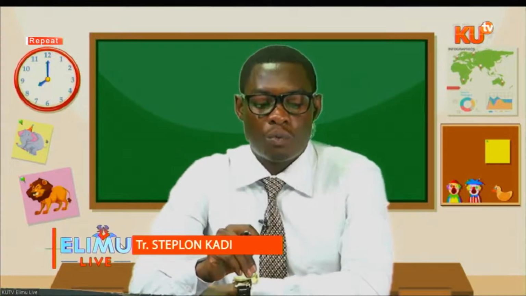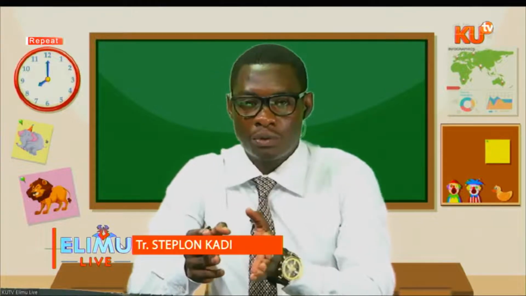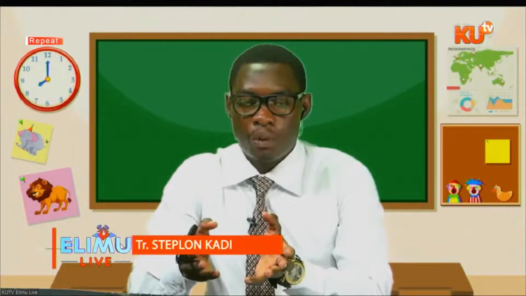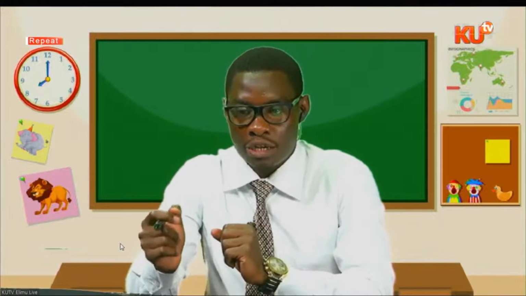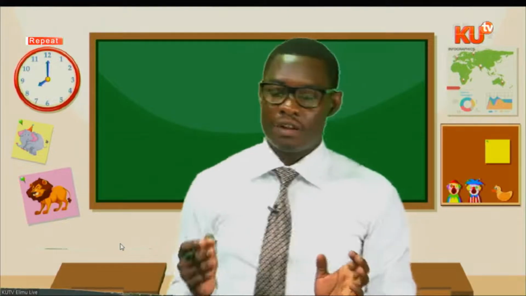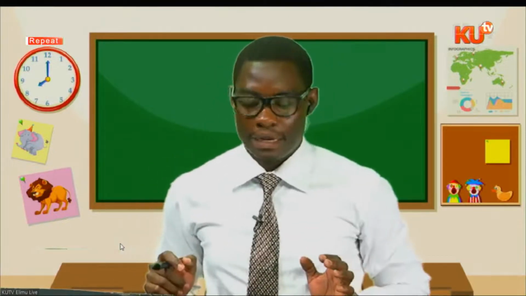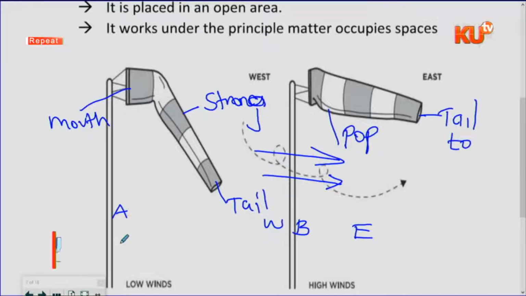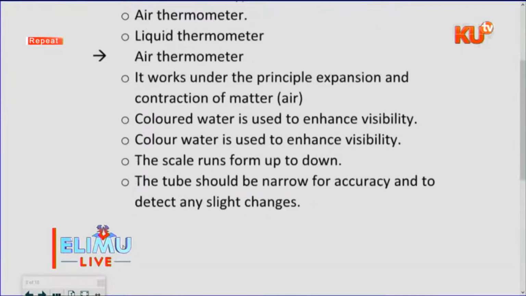Now, an air thermometer works on the principle of expansion and contraction of matter. The matter we are talking about here is air. So when the temperatures are high, the air gets heated. And we know matter expands when heated and contracts when cooled. So when the temperatures are high, the air gets heated and it moves downwards. So let's look at the diagram as I talk about it.